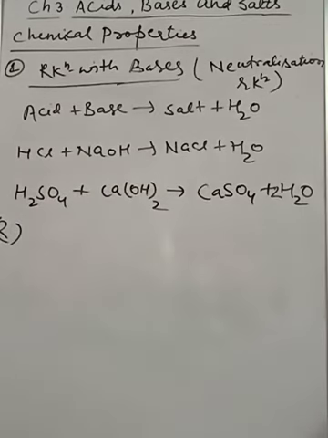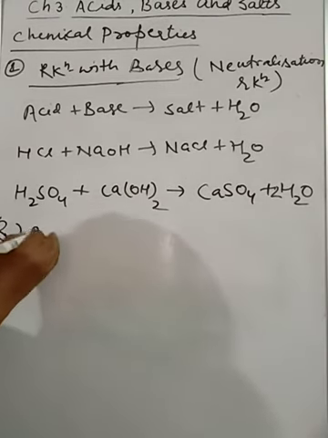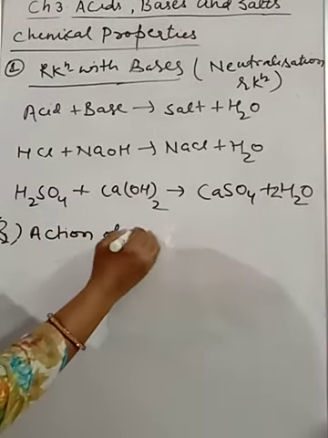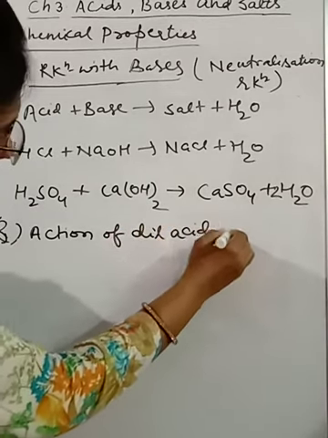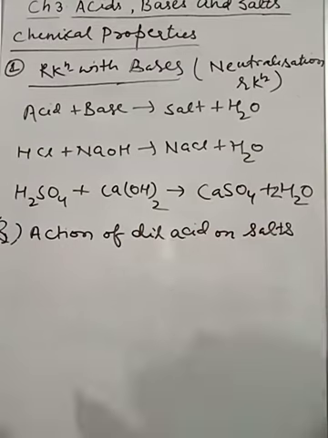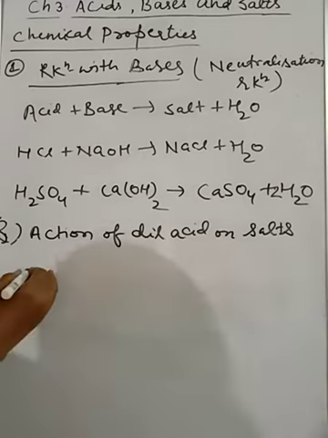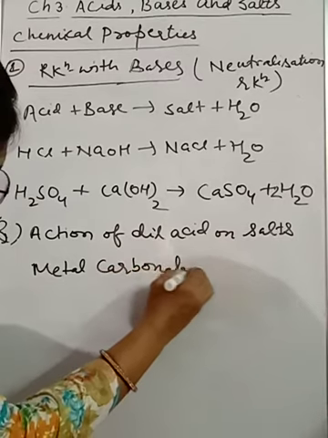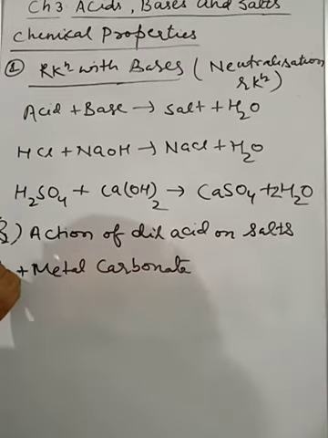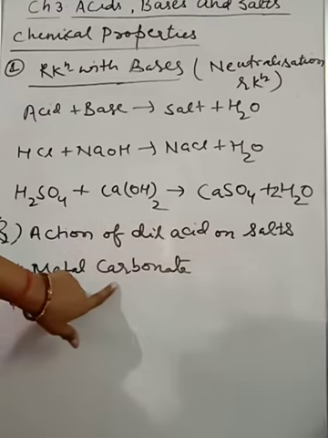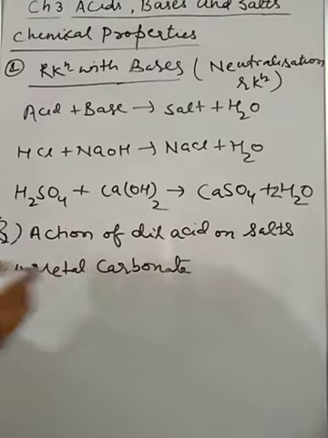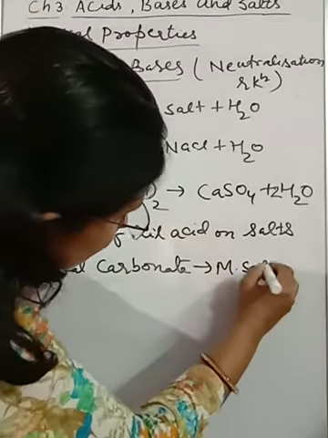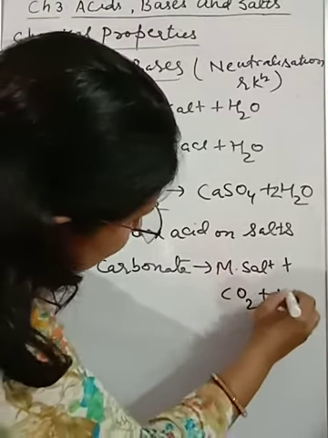Now third, we are going to do action of dilute acids on salts. And this is very important for you. In this we are going to discuss 2-3, like action on metal carbonate. Metal carbonate plus acid first. So as it is written here, with carbonate, you must keep it in your mind, carbon dioxide gas must be released. Metallic salt plus CO2 plus H2O.